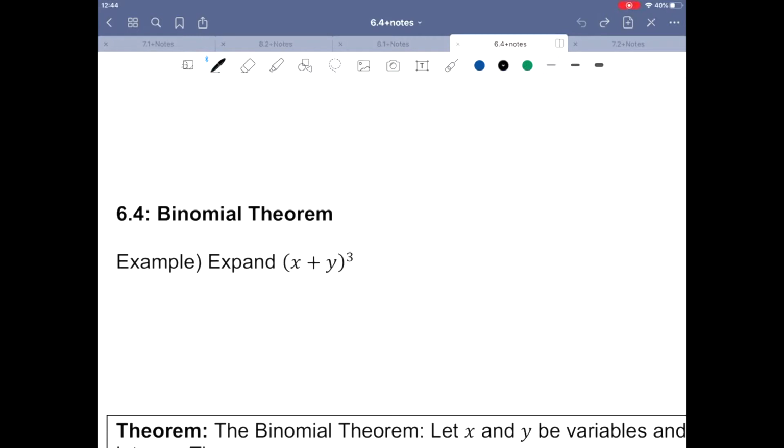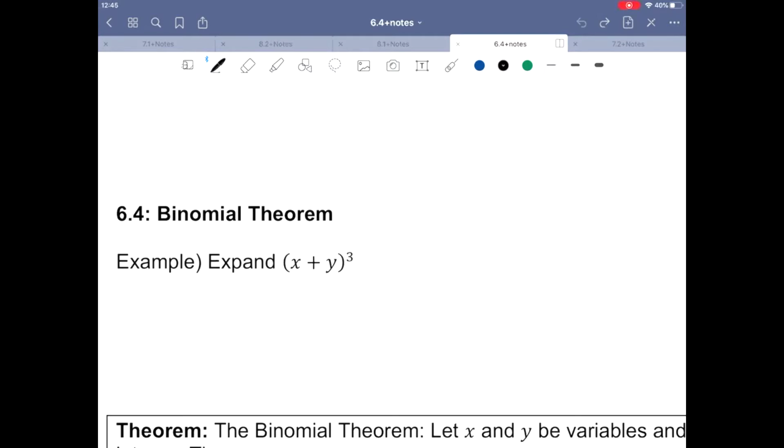So remember, what we've done in chapter 6 is counting, and using combinations, permutations, and in a sense, that's all the binomial theorem is. I'm not going to prove it. The proof should be in your book if you want to look through it. But it's useful for things like this.